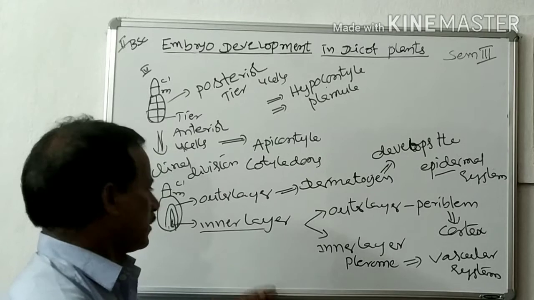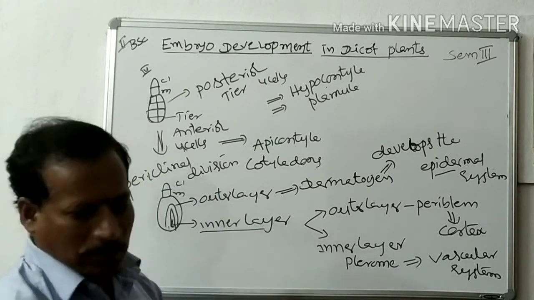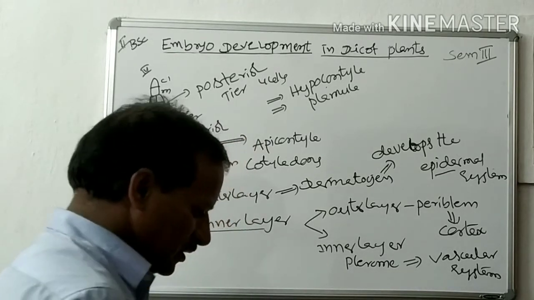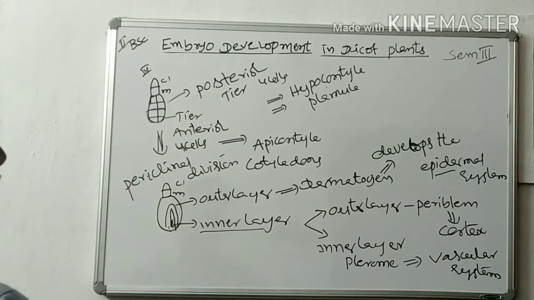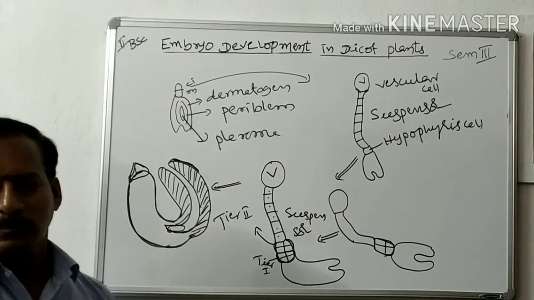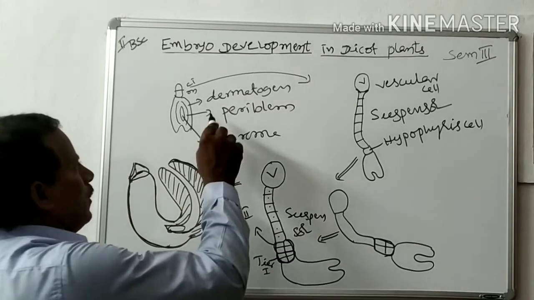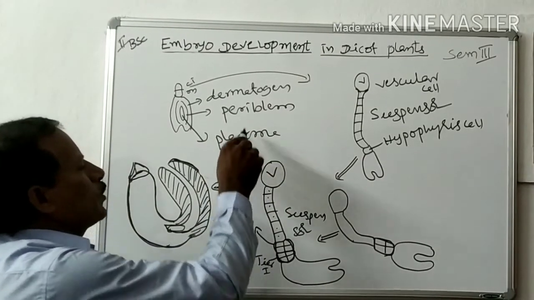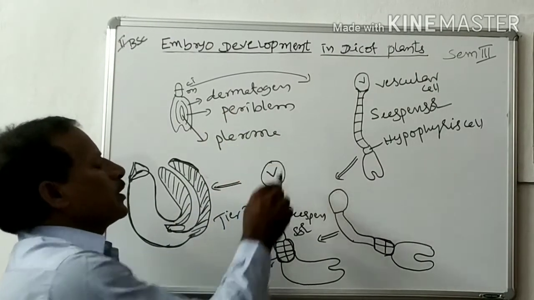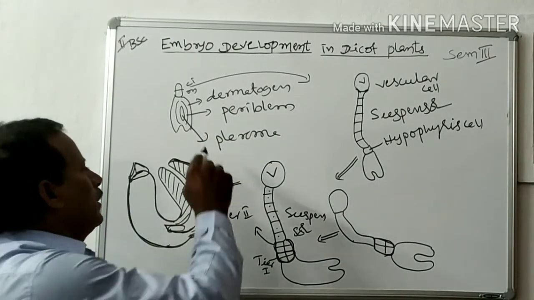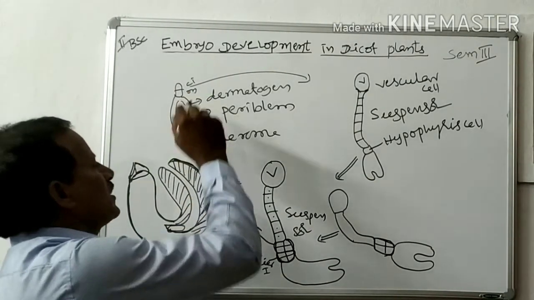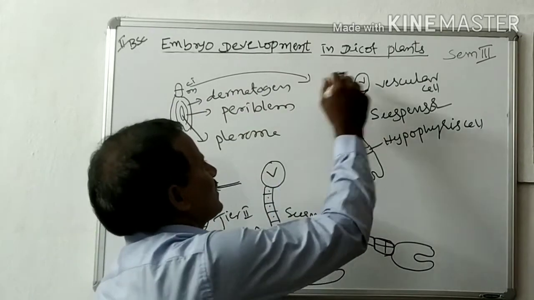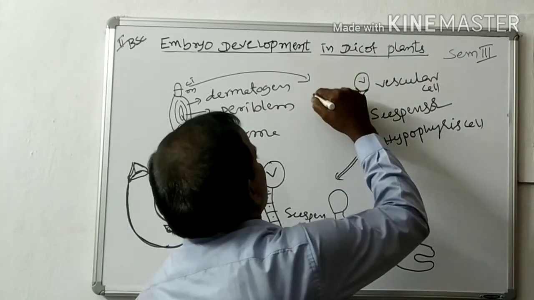Right? And the next stage is, so the dermatogen, periblem, plerome are developed from the apical cell. At the same time, M and Ca cells are there. The M and Ca cells divide vertically.